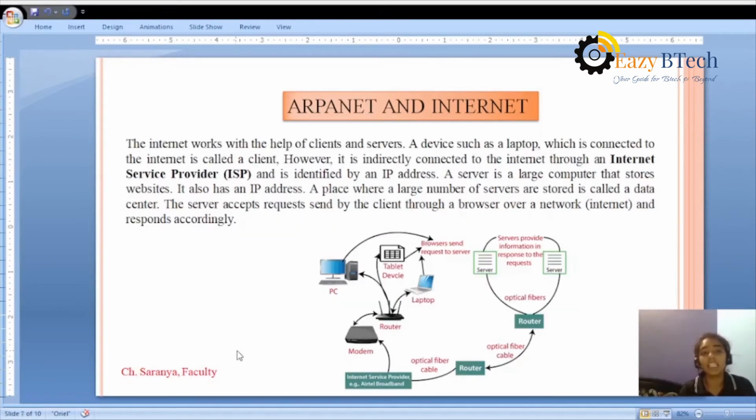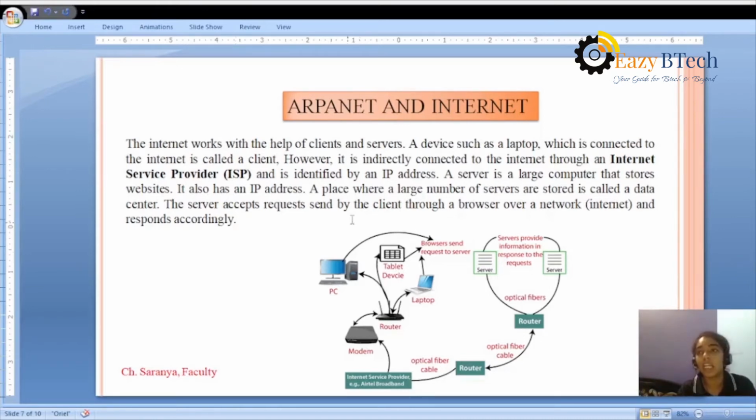Let us see the diagram here. The internet works with the help of clients and servers. Client means the users. It may be a laptop, desktop, tab, mobile phone, whatever it may be. Servers mean the actual network or internet. The device such as a laptop, as I already said, is a client. But the client is not directly connected to the internet. It is indirectly connected through an ISP, Internet Service Provider. Listen, the Internet Service Provider is a very, very important thing. Remember this point. The Internet Service Provider provides internet services to the client.